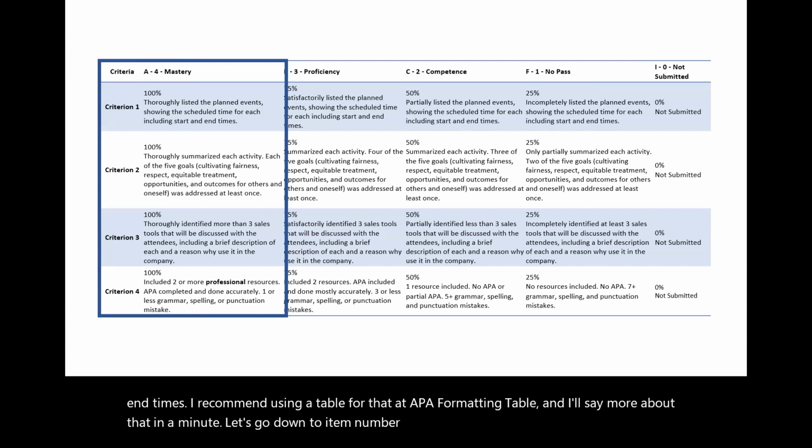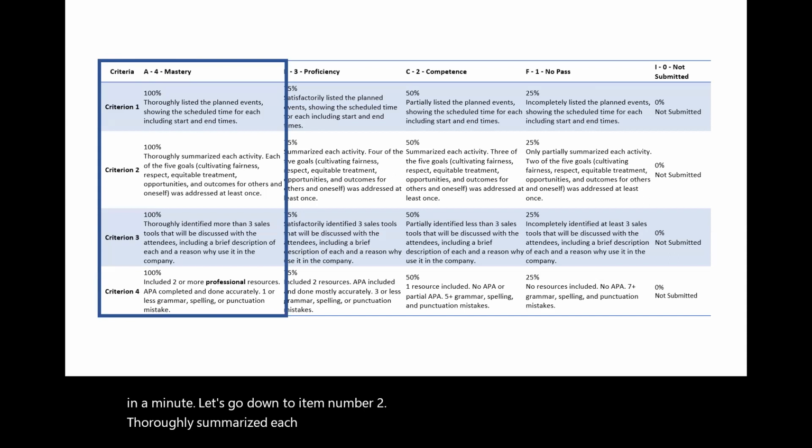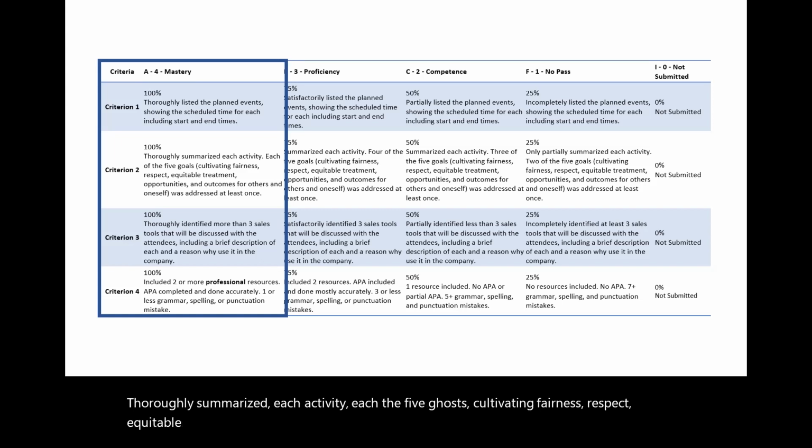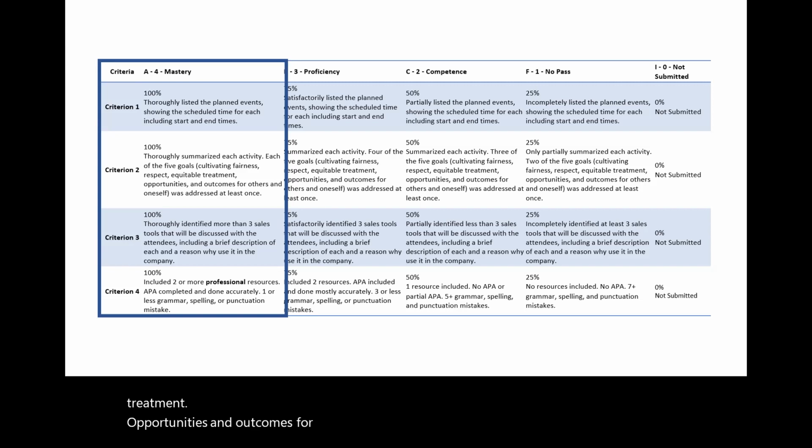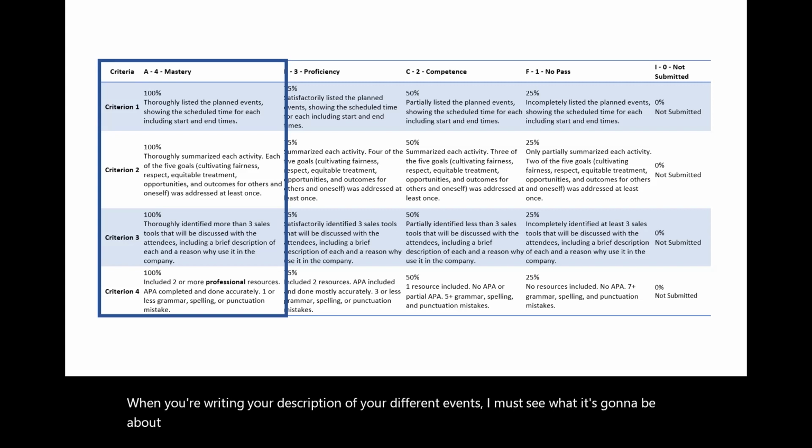Thoroughly summarize each activity, each of the 5 goals: cultivating fairness, respect, equitable treatment, opportunities, and outcomes for others and oneself. When you're writing your description of your different events, I must see what it's going to be about. Please don't be shortchanged on that. You're supposed to write at least 2 to 3 pages, 2 to 3 full pages using APA formatting.